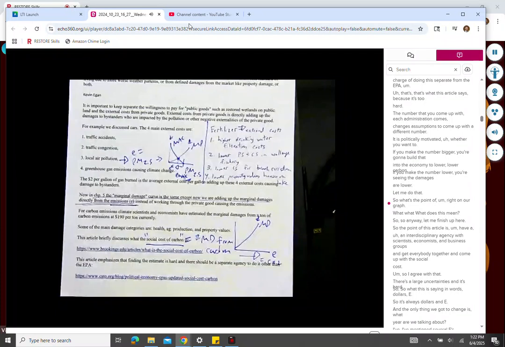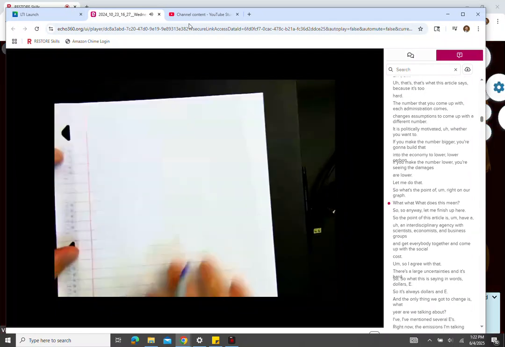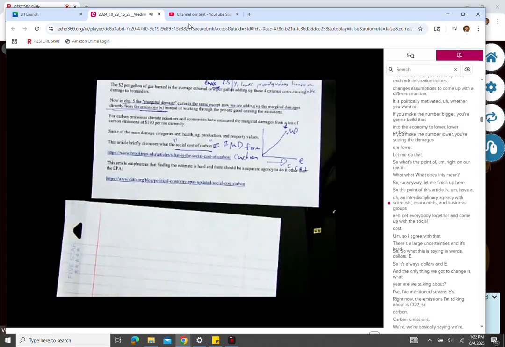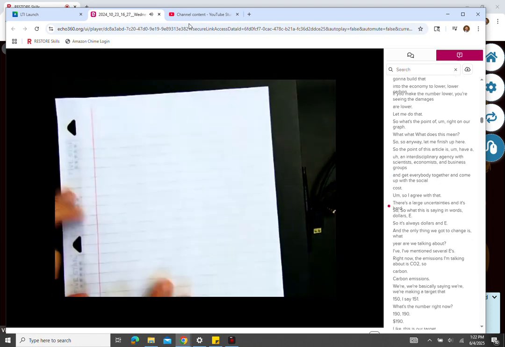Let me do that. So what's the point of the right side of our graph? What does this mean? Anyway, let me finish up here. The point of this article is to have an interdisciplinary agency with scientists, economists, and business groups, and get everybody together and come up with a social cost. I agree with that. There are large uncertainties and it's hard.